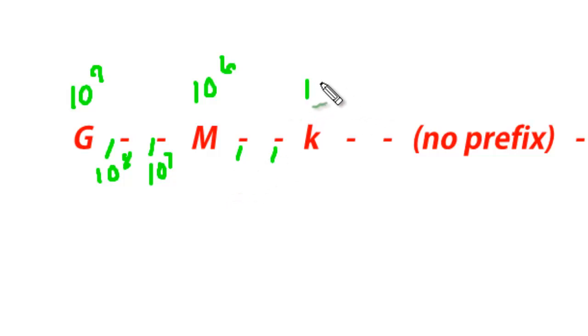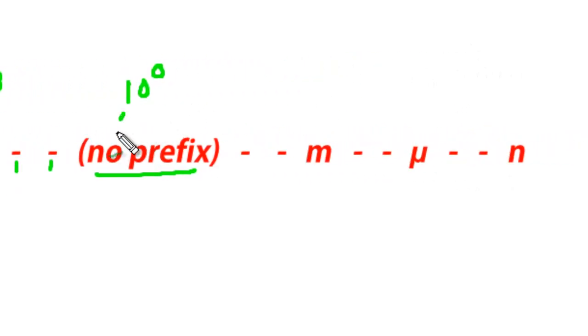Kilo represents 10 to the 3rd. And then I have two little lines for 10 to the 2nd and 10 to the 1st. No prefix represents 10 to the 0. 10 to the 0 is the same as 1. And then I've got a little line here for 10 to the minus 1st. I'm going to go ahead and write that in. And another little line for 10 to the minus 2nd. And then we have milli. Milli represents 10 to the minus 3.